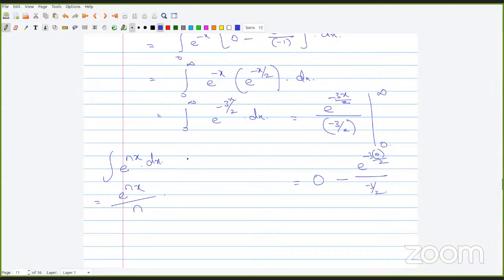If it is the differentiation of e to the power nx with respect to x, then it will be n times e to the power nx. The differential of e raised to x is e raised to x, but that is for differentiation. For the integral of e to the power nx dx, it is e to the power nx divided by n. Okay, sir. So here n is actually minus 3 by 2.